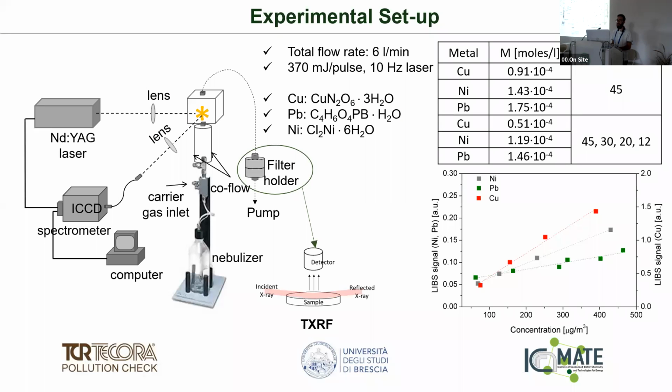So the instrument consists of the principal part, which is the central one, which is the nebulization line through which the metals aerosol are produced. And there is the first chamber in which the LIBS measurements are carried out, and after there is a backup filter holder through which aerosol is collected and could be analyzed with TXRF.